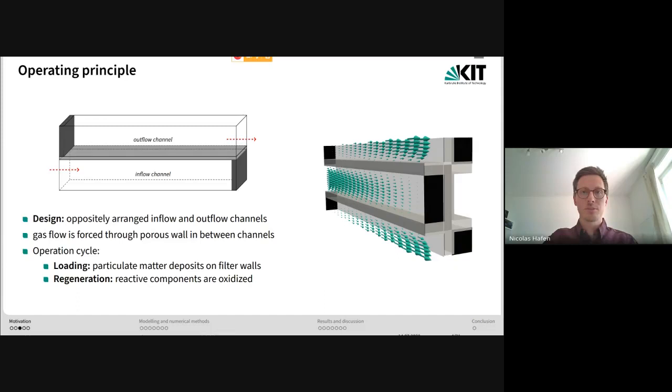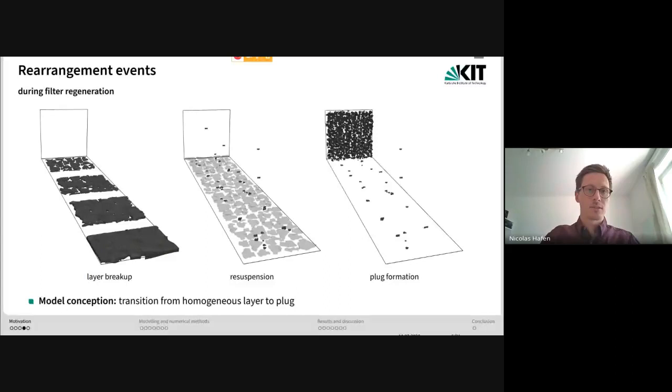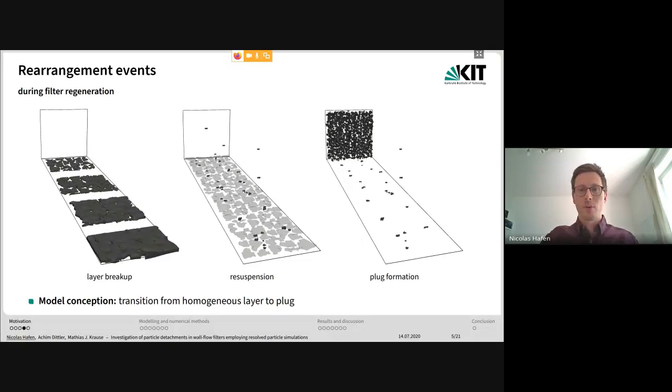The operation of the filters usually works in two stages. You have a loading stage where particulate matter deposits in the filter wall and forms a thick layer, which then clogs the filter, which is why the filter has to be oxidized afterwards to remove this clogging. You can think of this process as a layer breakup at first, where the thick layer gets fragmented into smaller pieces, and then the resuspension of the small pieces into the flow. They also need to overcome the adherence first, and then you eventually have the plug formation, when all the particles cluster again somewhere in the channel.